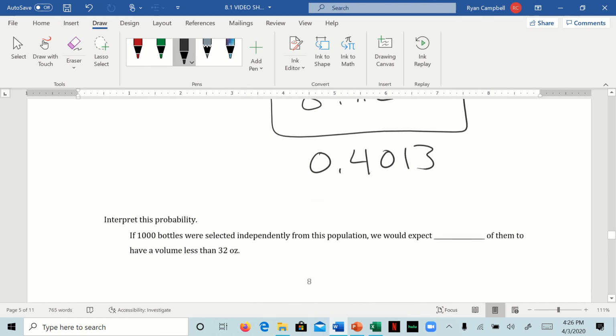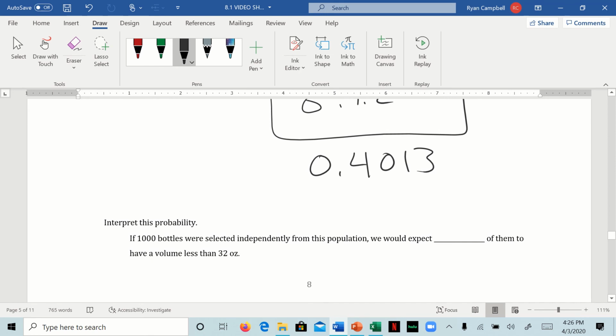All right. So if you got 1,000 bottles and this is your probability, how many of them will we expect to have a volume less than 32? So you multiply that by 1,000, you should get 401.